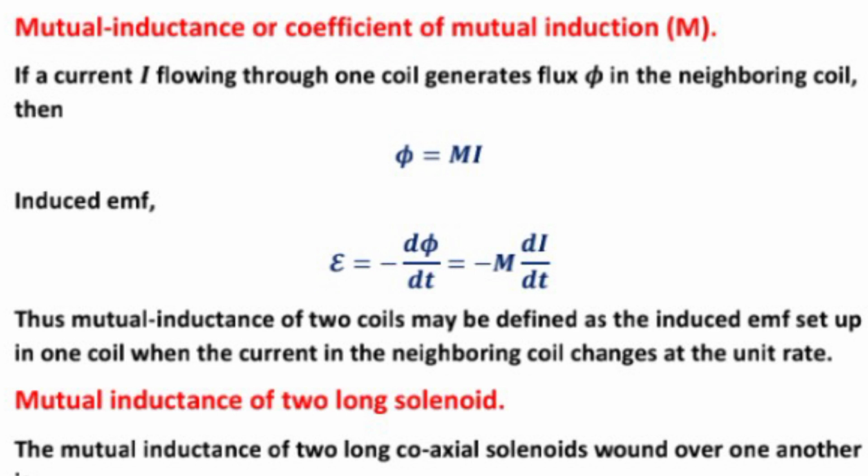Thus, mutual inductance of two coils may be defined as the induced EMF set up in one coil when the current in the neighboring coil changes at the unit rate.